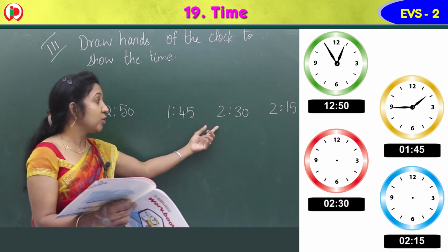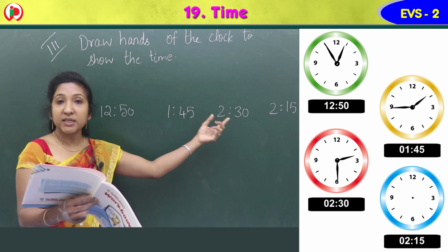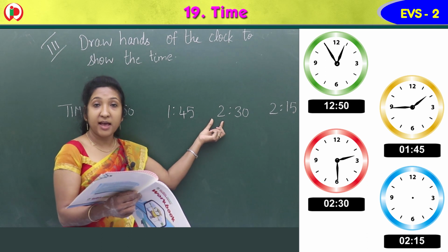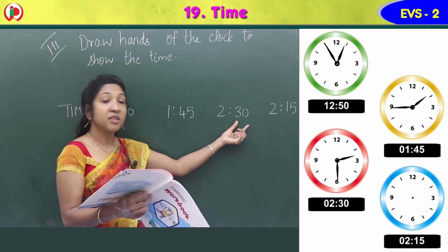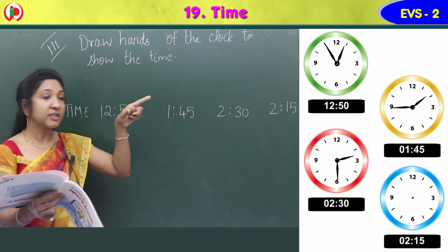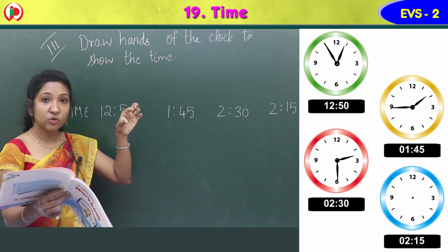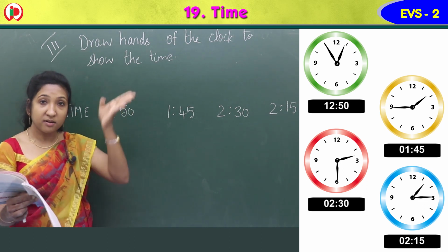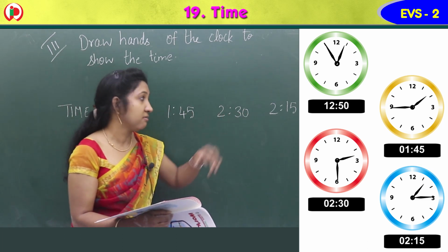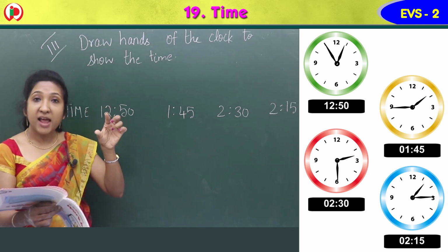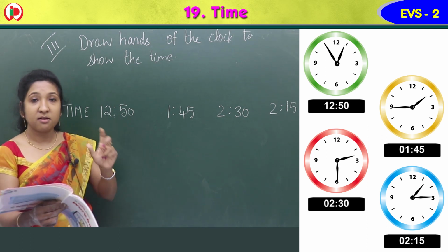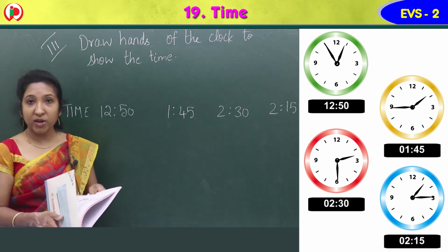Now third one is 2:30. The hour hand, the smaller hand, at 2, then the bigger one, the minute hand, at 30 means 6. So smaller will be at 2 and the bigger one, the minute hand, at 6. The last one, 2:15. Again the hour hand or smaller hand is at 2, then 15 means 3. So the minute hand will be at 3.